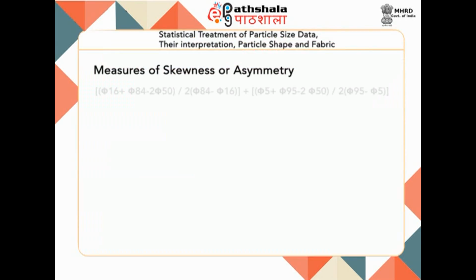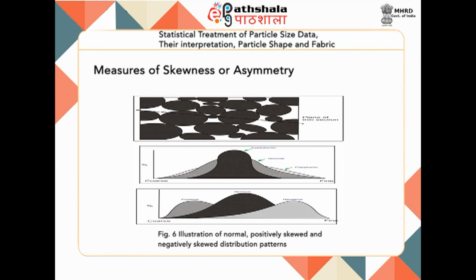This formula simply averages the skewness obtained using the phi 16 and phi 84 points with the skewness obtained using the phi 5 and phi 95 points, both determined by exactly the same principle as we discussed in the figure. So, phi 16 plus phi 84 minus 2 phi 50 divided by 2 into phi 84 minus phi 16, plus phi 5 plus phi 95 minus 2 phi 50 divided by 2 into phi 95 minus phi 5. Now, this figure illustrates the normal, positively skewed and negatively skewed distribution patterns.